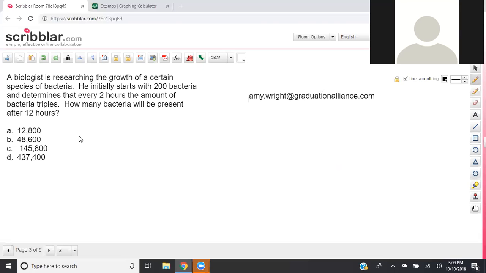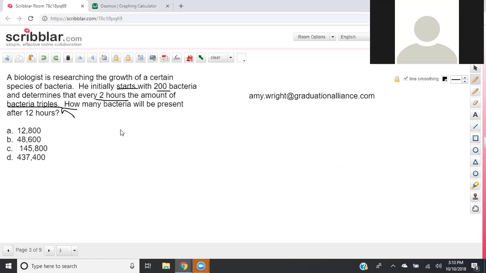Okay. So next pattern. We've done a lot of adding. This one's going to change it up a little bit. A biologist is researching the growth of a certain species of bacteria. He initially starts with 200 bacteria. So the starting amount is 200, and determines that every 2 hours, the amount of the bacteria triples. How many bacteria will be present after 12 hours? So lots of key words here, but we also need to know when it says the word triples, what math is it actually asking us to do?